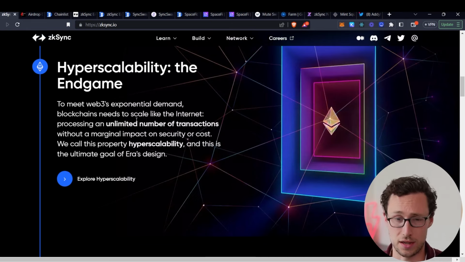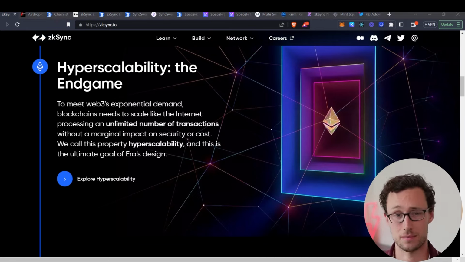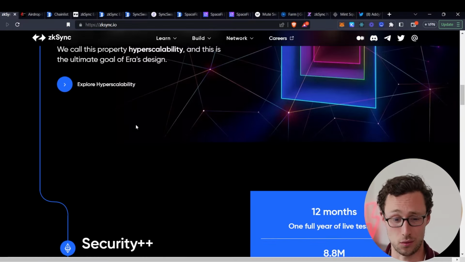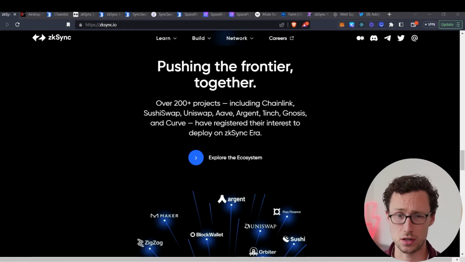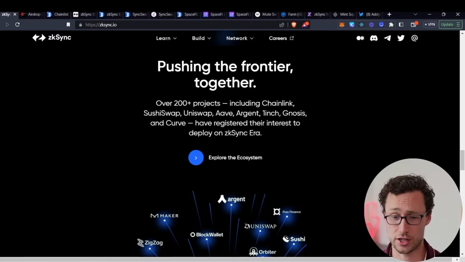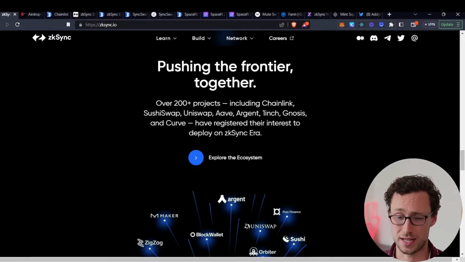And since Ethereum has struggled with scalability in the past, this could be a game changer for that network and the world of cryptocurrency. And for a long time, many people thought that it was impossible or would take years to build a zk EVM, but now that it's live, over 200 projects, including industry giants like Chainlink, SushiSwap, Uniswap, and Aave, have expressed an interest in deploying onto zkSync.